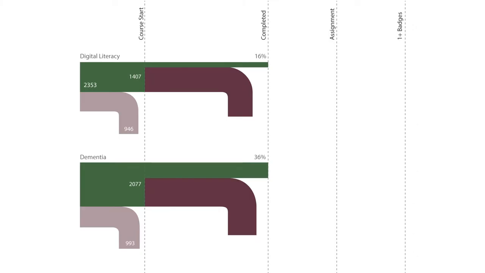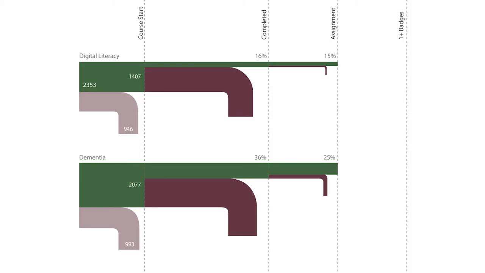For the dementia MOOC, around 36% of the active learners completed the whole course. In both cases, there was also a final summative assessment that could be submitted by the learner. However, as we have stated, we don't believe that completion of the course should be the only measure for measuring the success of the MOOC and the learning that has taken place within it.